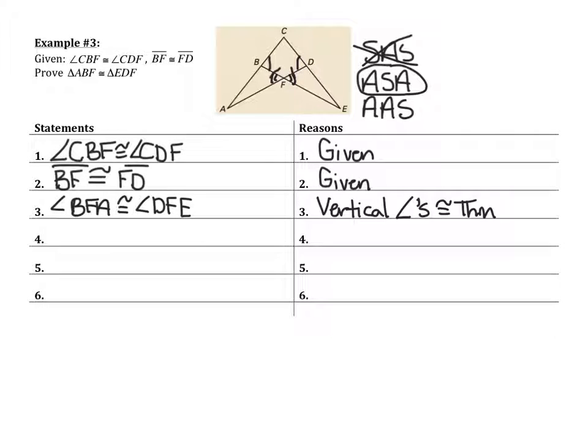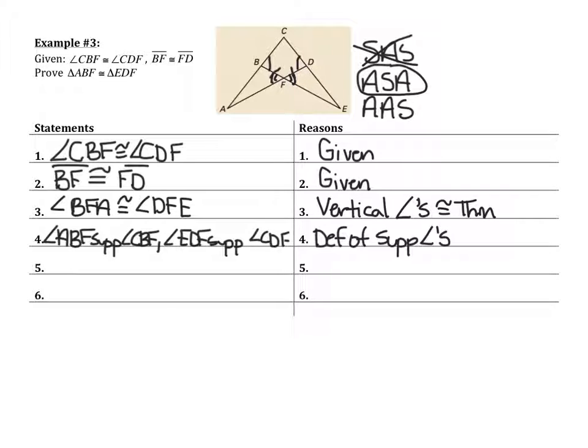Next, I'm going to use that congruent supplements theorem. But I first need to state that this angle is supplementary to this angle, and this angle is supplementary to this angle. So I have angle ABF is supplementary to angle CBF, that's these two here, and angle EDF supplementary to angle CDF, which is these two here. And again, I've already stated that CBF and CDF are congruent. But first, let's put a reason down. The reason I know these are supplementary is that's the definition of supplementary angles.